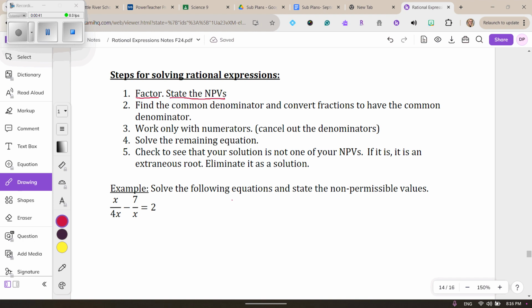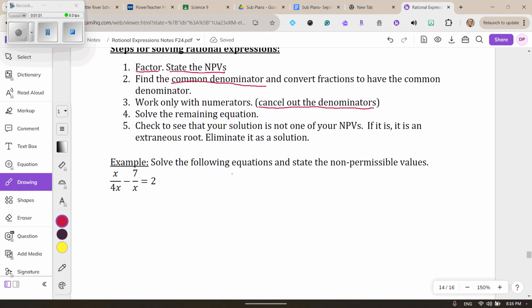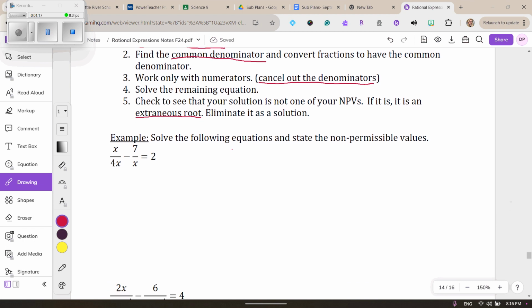Next, you are going to find a common denominator and convert fractions to have the common denominator. So just like adding and subtracting, find a common denominator and then make your common denominator. After that, you are going to cancel out the denominators and solve the remaining equation. At the end, check to make sure that your solution is not one of your NPVs. If it is, it's what we call an extraneous root. And we are also going to practice checking our answers.